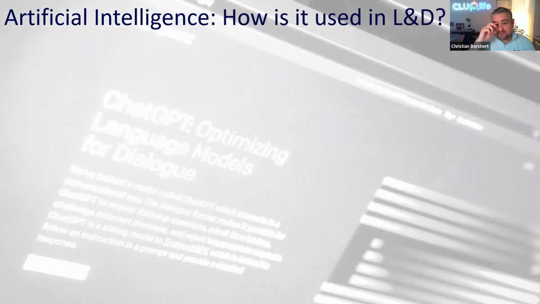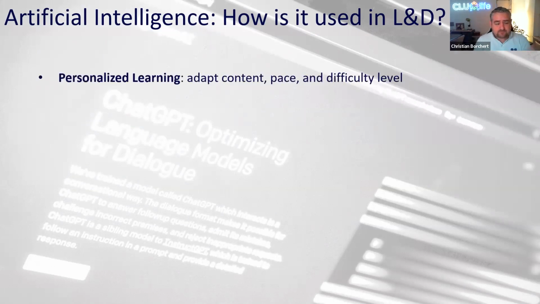But how is it used in learning and development? Here I researched a little bit on the different fields where it's used at the moment, and that can maybe also inspire us on how we can improve our own processes when it comes to learning and development. First of all, it's used for personalized learning. You can adapt the learning content, the pace, and the difficulty level to every individual learner. So the AI tries to really understand every learner individually and modify the learning experience to their specific needs.